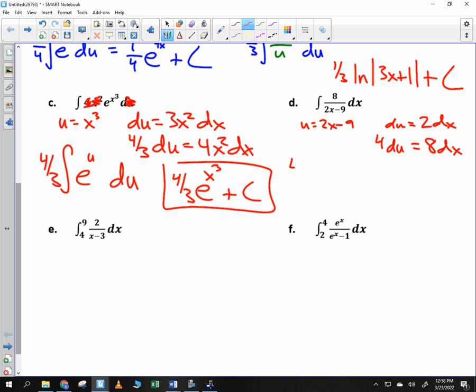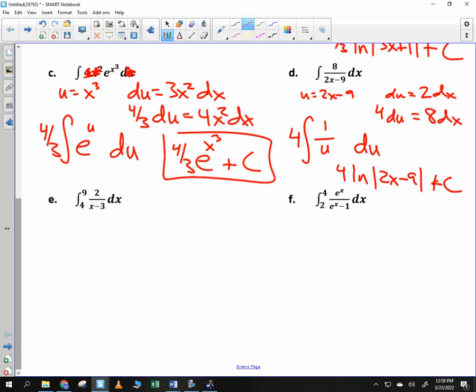So therefore, I have a 4 out here, and I have a du here. So what remains? 1 over u. So the antiderivative of 1 over u is the natural log of, and we say 2x minus 9, plus c.